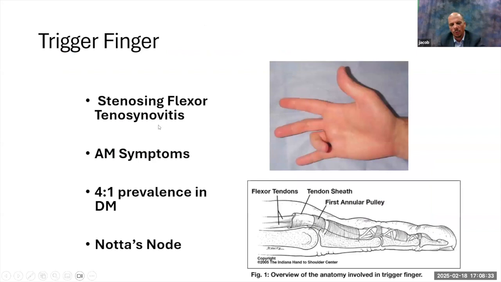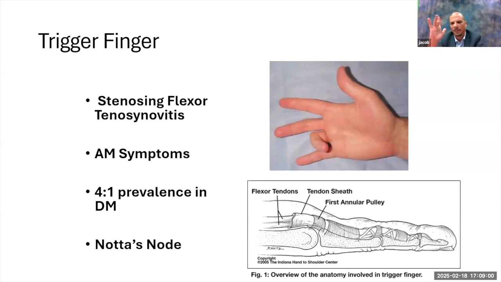The formal name is stenosing flexor tendinosynovitis, but it's the catching of the flexor tendon within the palm as it extends down into the finger. It's very common that people will say that they woke up one morning and their fingers were stuck down in this flexed position. It's the swelling of the tendon as it's going into a little tube or tunnel that runs down the finger. And when there's a mismatch between the size of that tendon and the size of the tube, it catches or snaps.